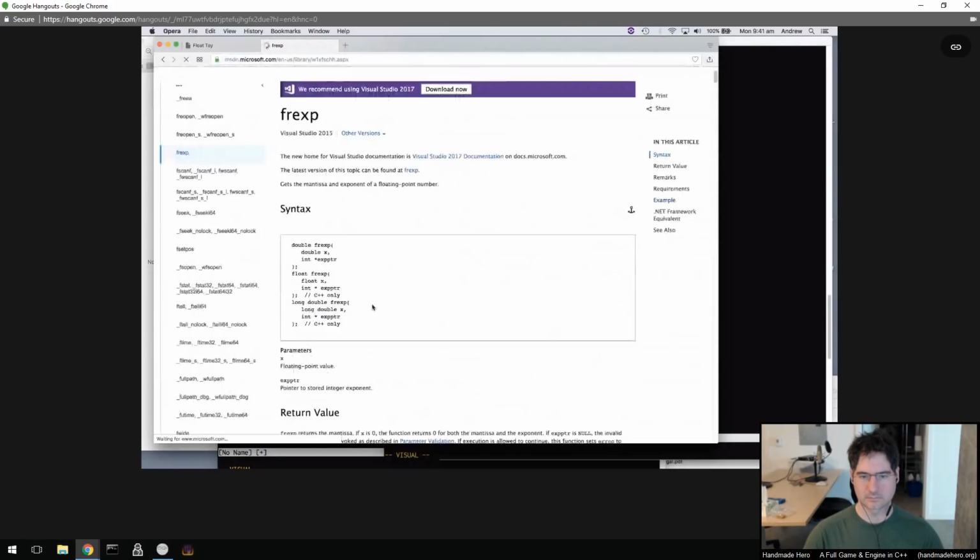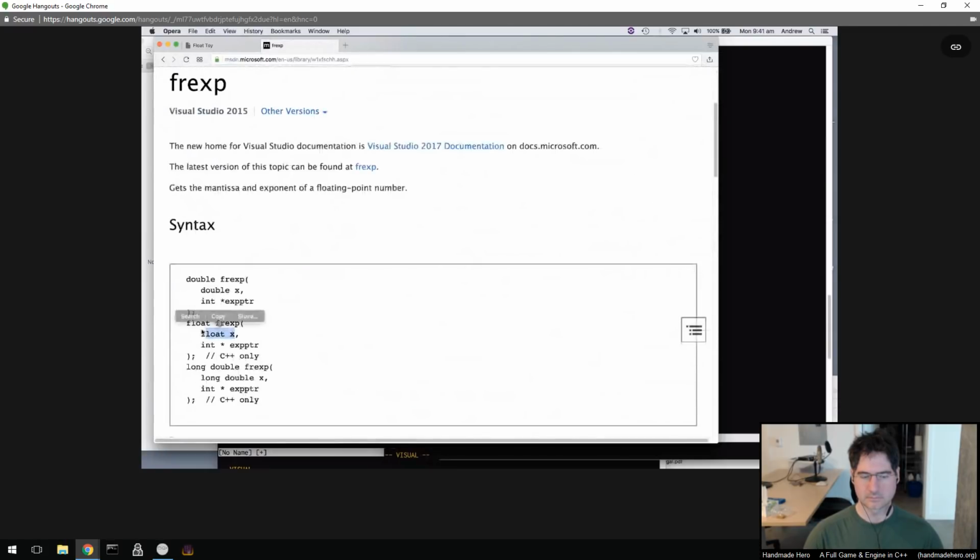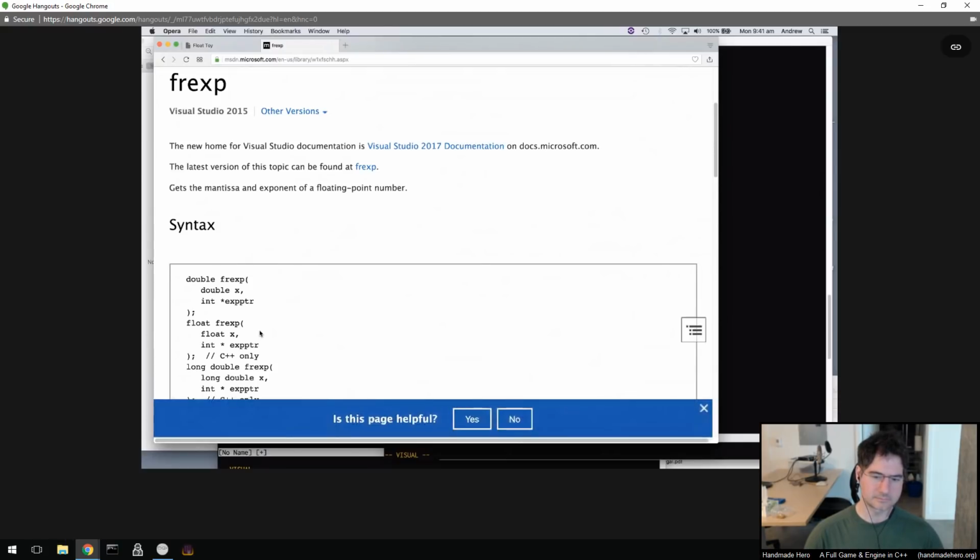frexp takes, there's a double version and a float version here. The float version takes a float, returns a float, and also takes a pointer to an integer into which the exponent is stored. So what this does is this separates a number into its mantissa and its exponent. This is one of the most useful operations for very low level work.